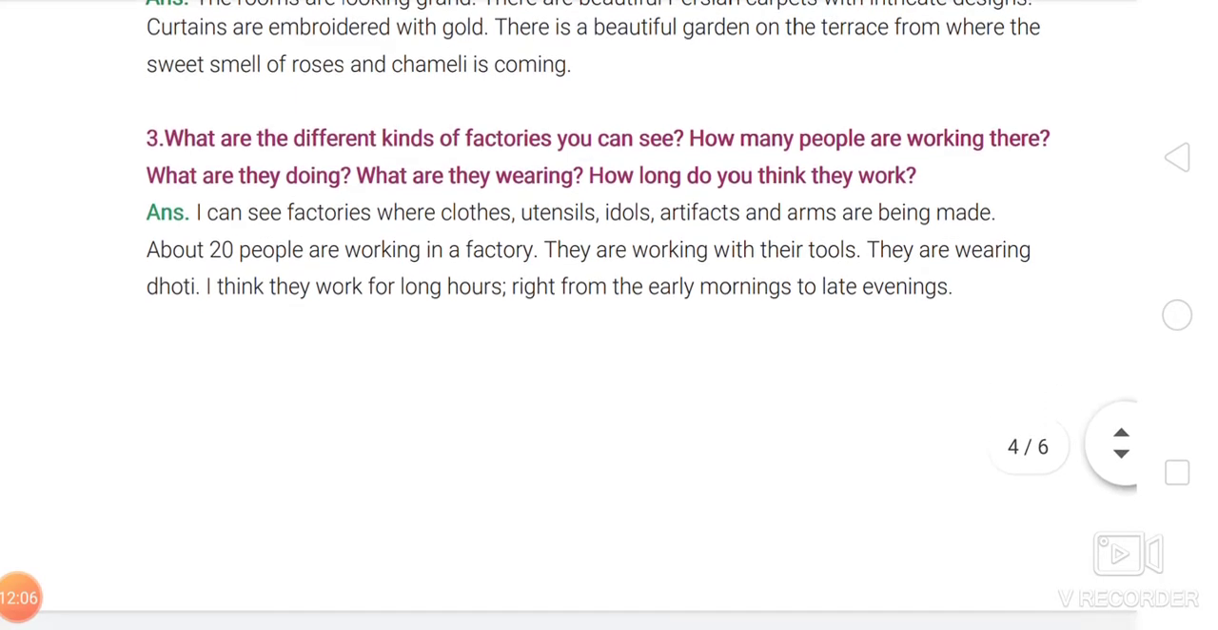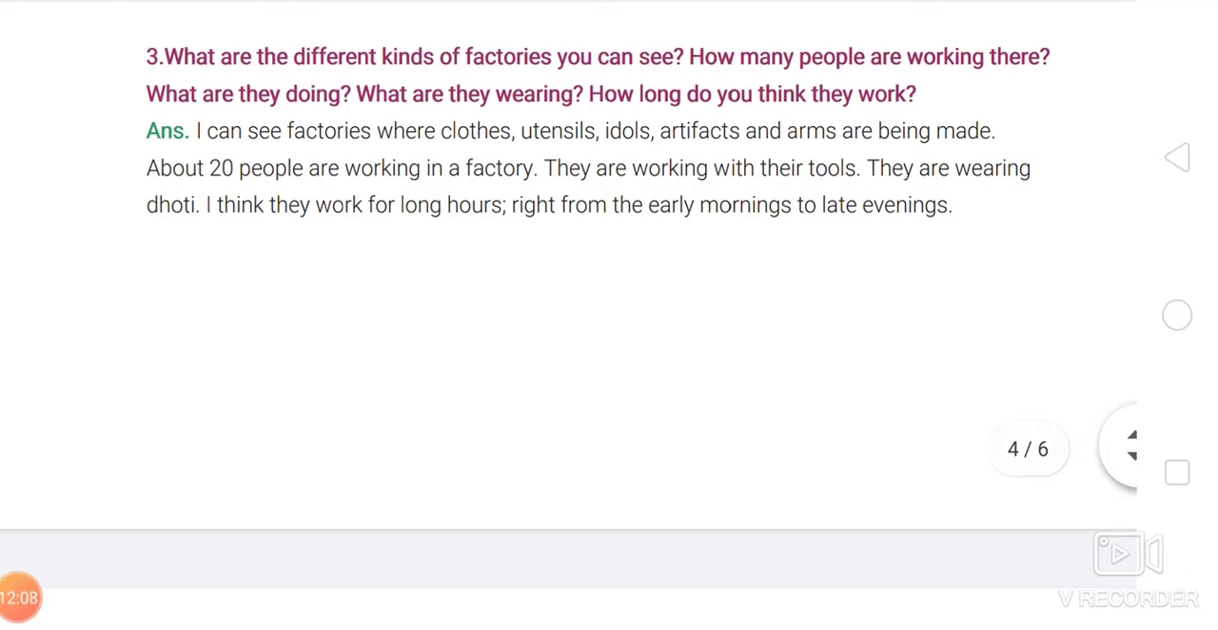What are the different kinds of factories you can see? How many people are working there? What are they doing? What are they wearing? How long do you think they work? I can see factories where clothes, utensils, idols, artifacts, and arms are being made. About 20 people are working in a factory.